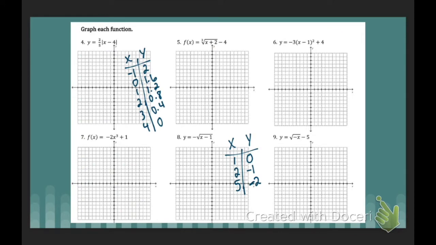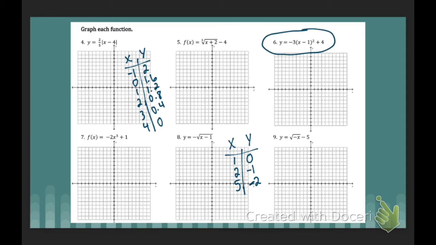For problems 4 through 9, you should review the parent functions that we went over in your notes, so you know what each shape of these looks like. And you can do it one of two ways. You can use transformations. So for 6, I think transformations are really easy to use to graph that.